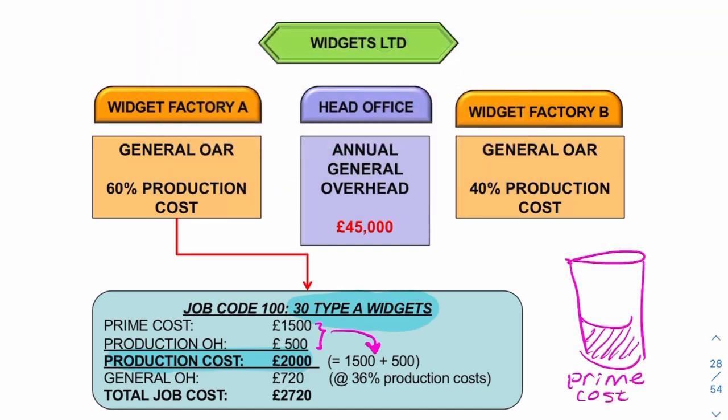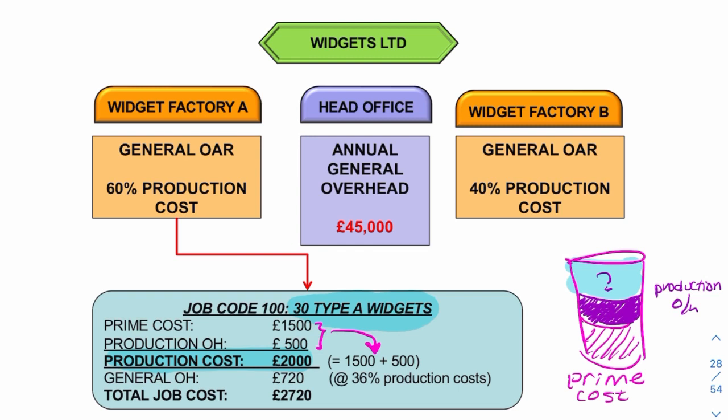then we've got the production overhead. And what remains is this general overhead. The question is, what share should that have? So, remember we said that factory A had 60% of the production cost. And we said that the head office, that 45K, was 36% of the total production cost.